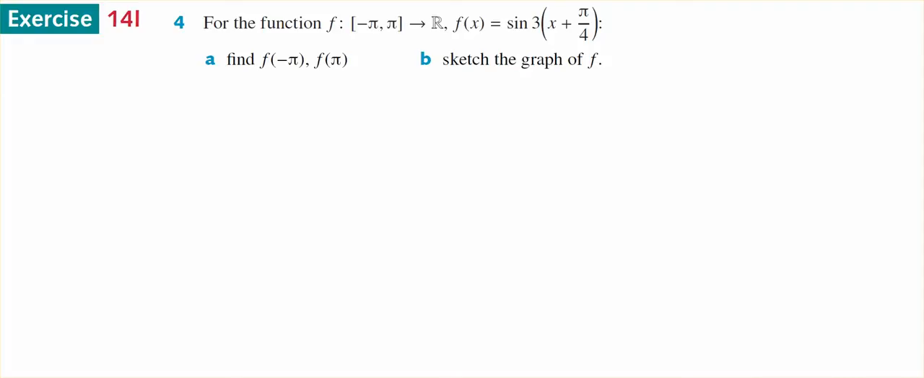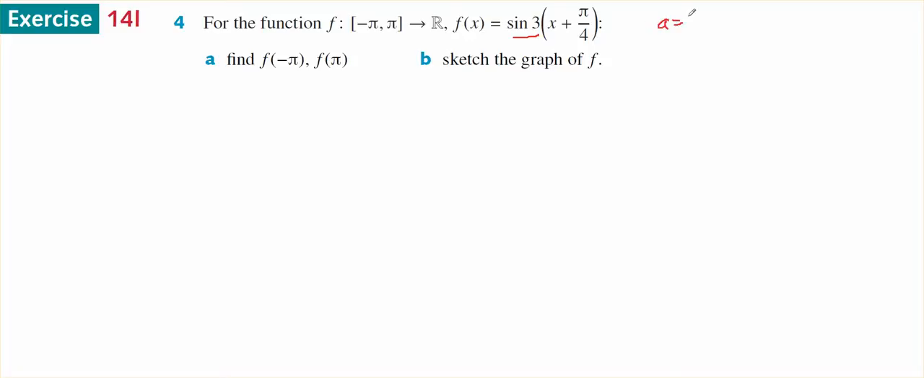This is for year 11 maths. It's 14I, question number 4. Sketch this sine curve over a restricted domain minus pi to pi of f of x equals sine 3 times the bracket x plus pi on 4.